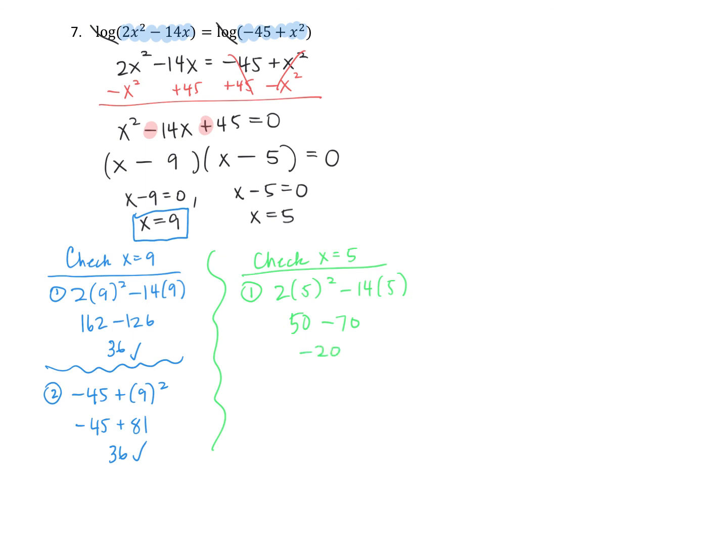Okay, finally I got one that did not check, right? Do you see how this is a negative? That means I'm going to be trying to take the log of a negative 20, and that's not okay. You can't take the log of a negative number. So 5 does not check. I don't even have to check the second argument, because if it doesn't check in the first, it doesn't matter. So the only solution to this equation is 9.